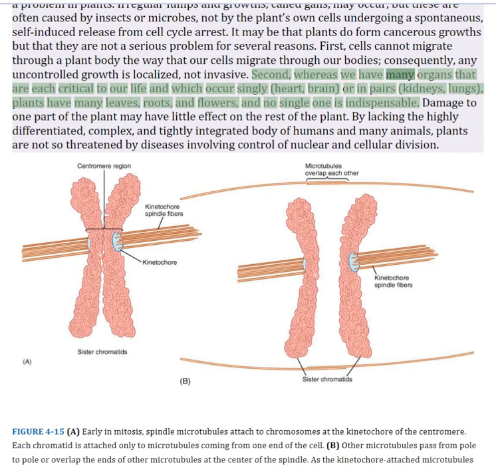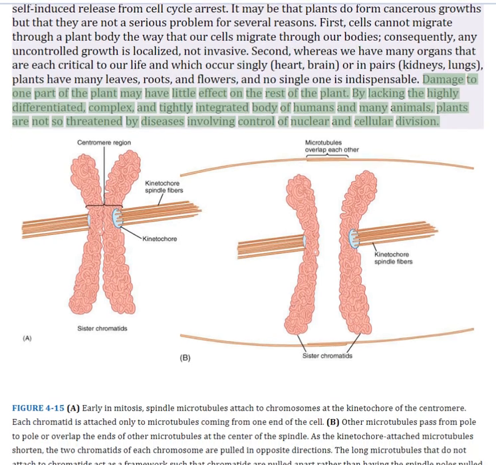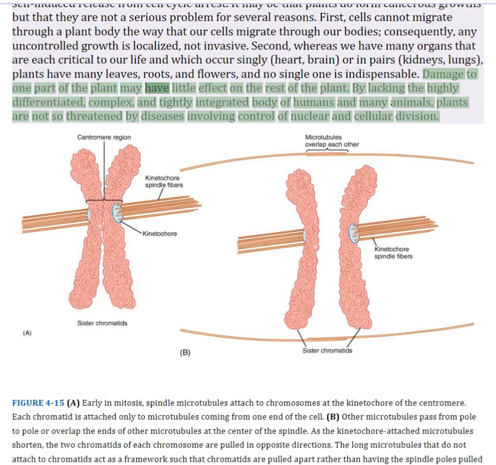Second, whereas we have many organs that are each critical to our life and which occur singly or in pairs, plants have many leaves, roots, and flowers, and no single one is indispensable. Damage to one part of the plant may have little effect on the rest of the plant. By lacking the highly differentiated, complex, and tightly integrated body of humans and many animals, plants are not so threatened by diseases involving control of nuclear and cellular division.